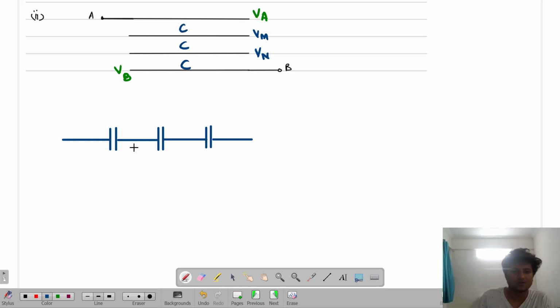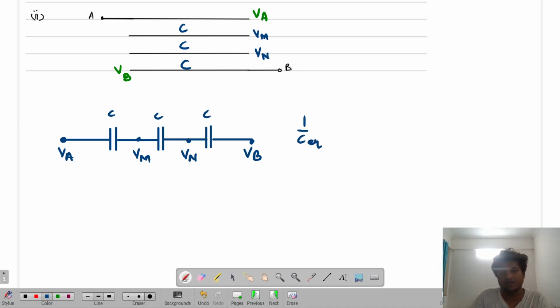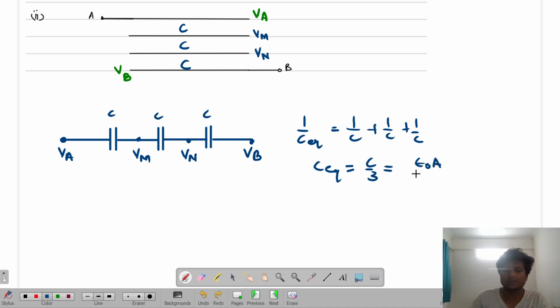Is that clear? So this is V of A. Here I am V of M. Here I am V of N. And here I am V of B. So this is why C, C, C. So the answer is 1 by C equivalent is equal to 1 by C plus 1 by C plus 1 by C, or C by 3, or epsilon naught A by D by 3. Is that clear?